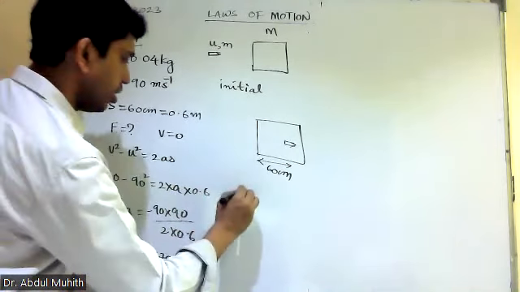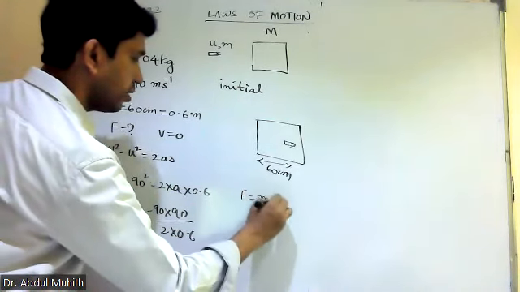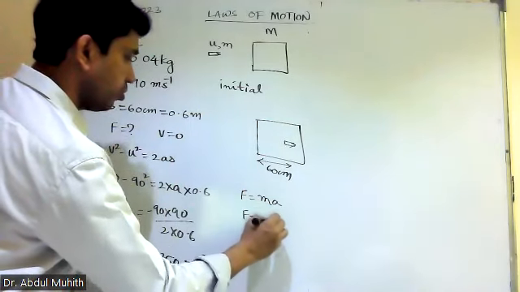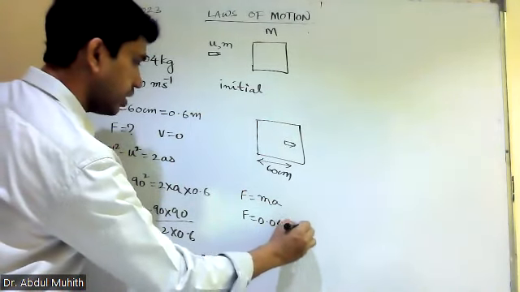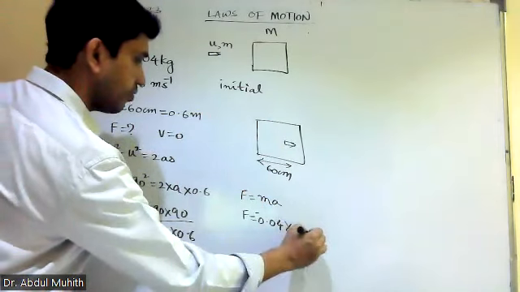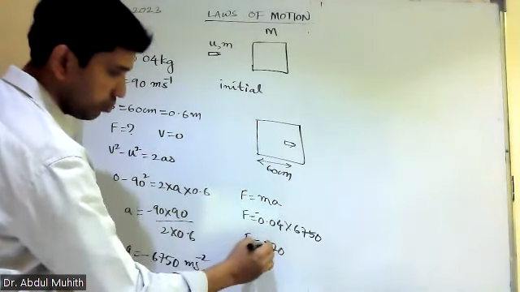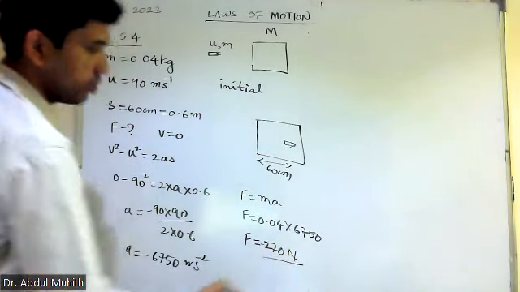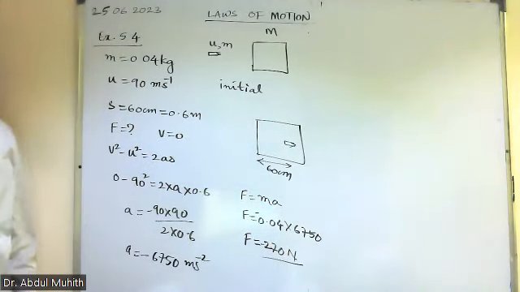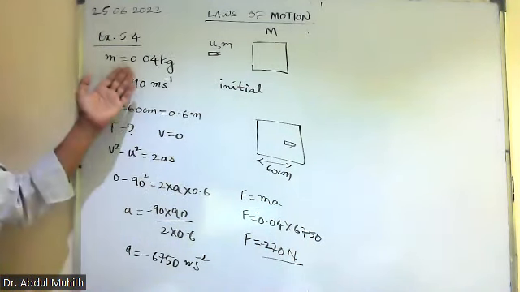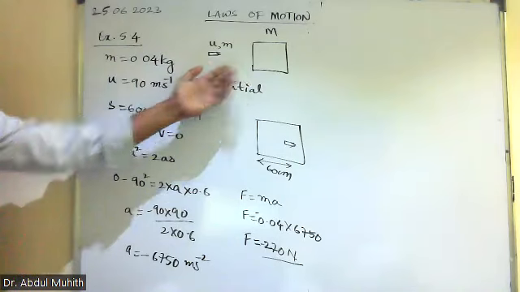Now you have F is equal to ma. F equal to 0.04 into minus 6750. Multiply it, we get the answer as minus 270 newtons. This is the resistive force offered by the block. Once again, see here, there is a bullet whose mass is 0.04 kg, and there is a block.